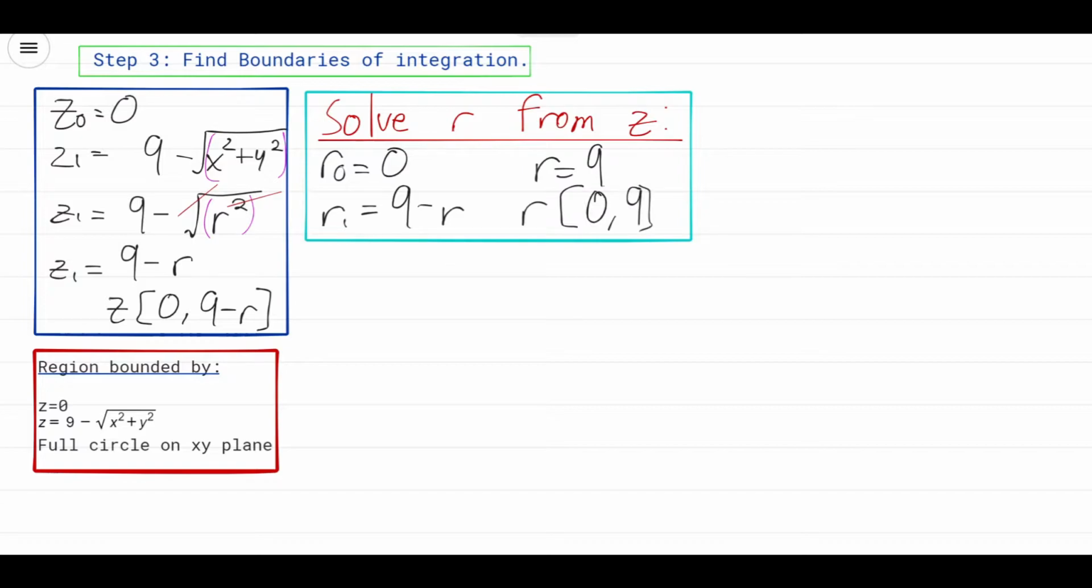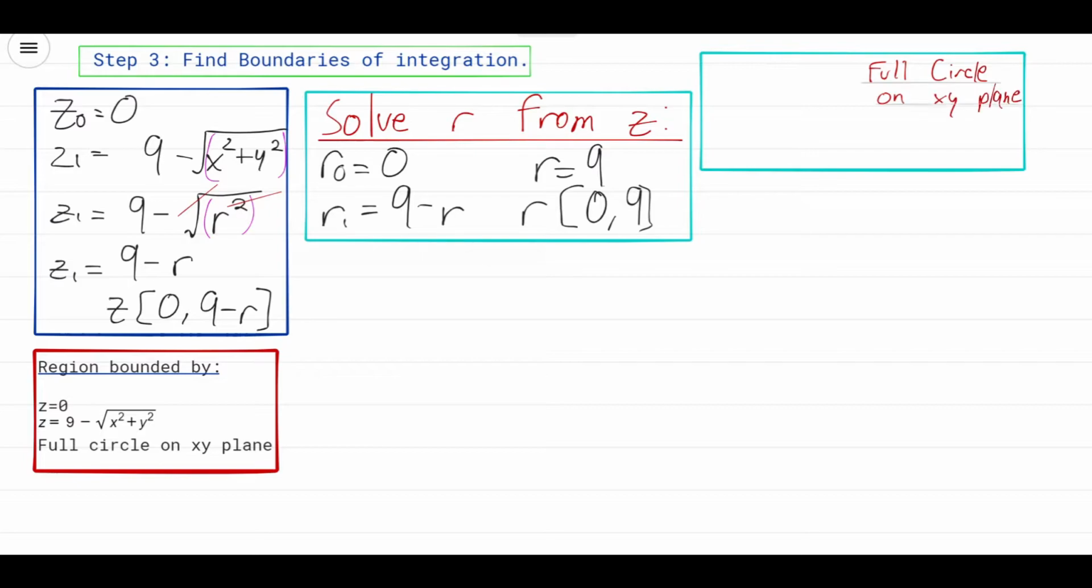What about our theta bounds? Keep in mind that it's a full circle on the xy plane, as mentioned. Since it's a full circle, our initial theta is 0. And since it's a full circle, not a half circle, not a semicircle, not a quarter circle, our second theta bound is 2 pi. Thus our theta bounds are from 0 to 2 pi.